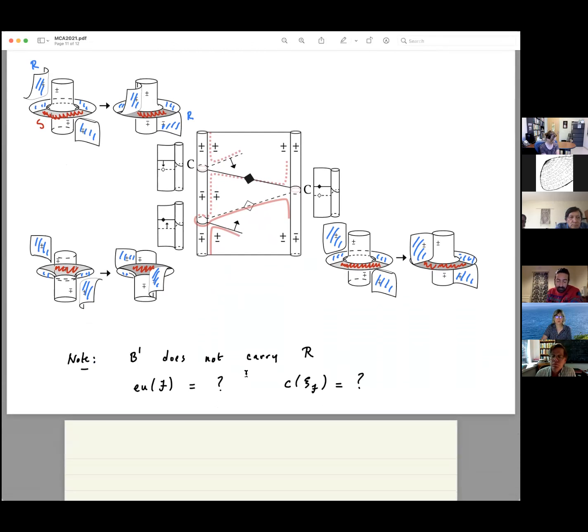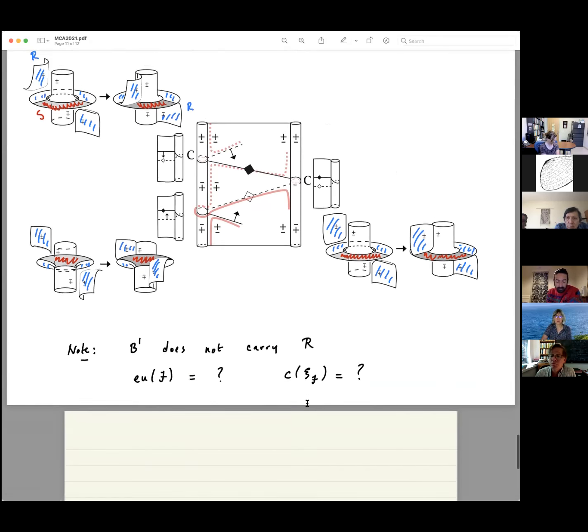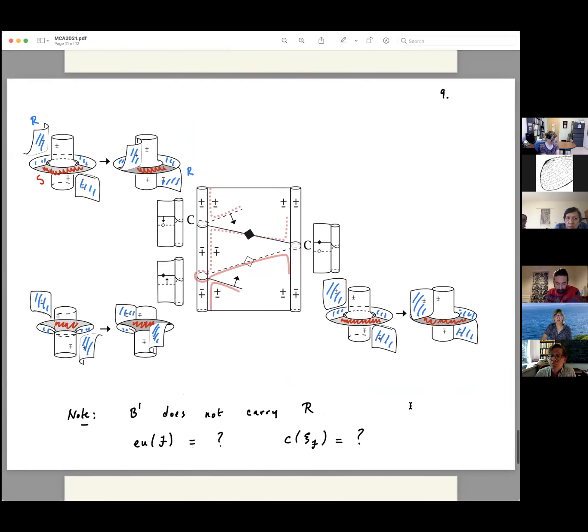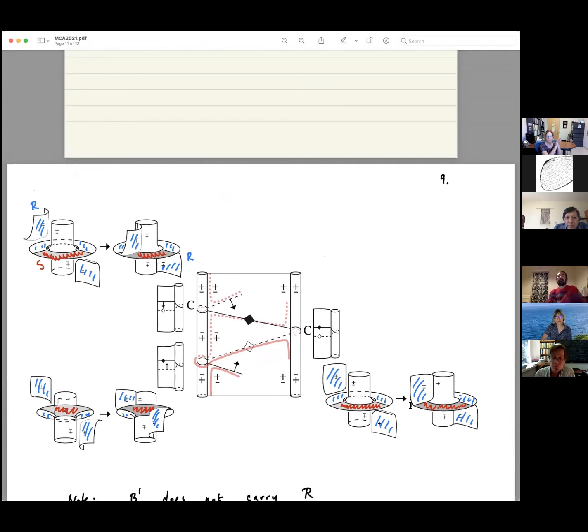And so one question you might ask is, what can you say about the Euler class, or what can you say about the contact class of that foliation? And I think I'll stop there. Thanks.